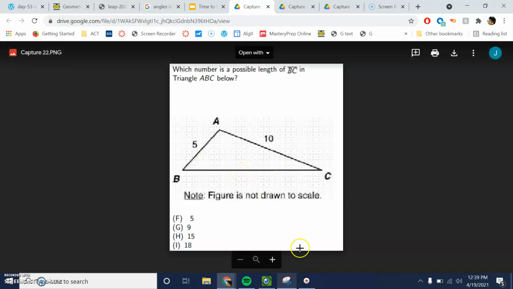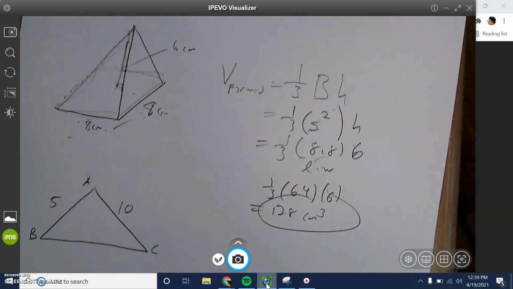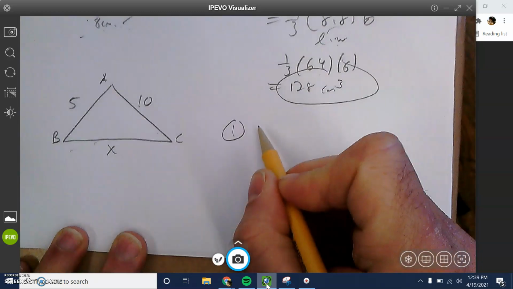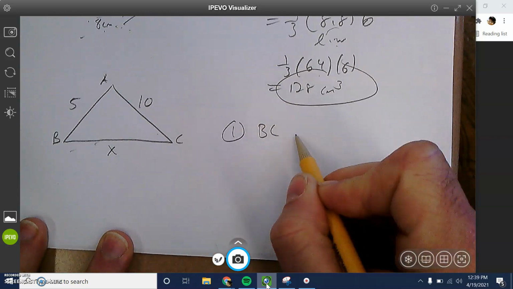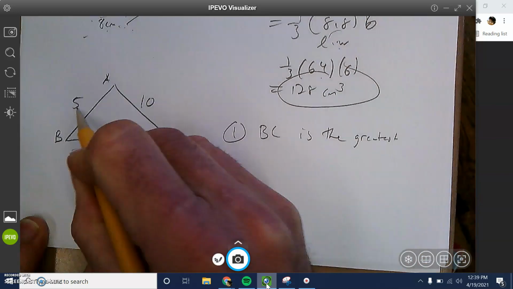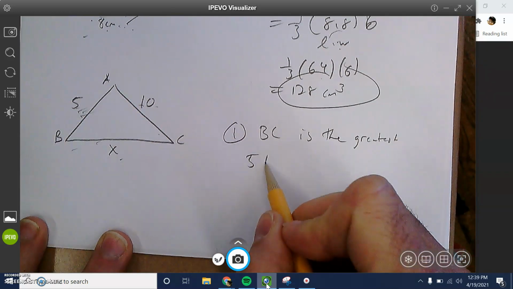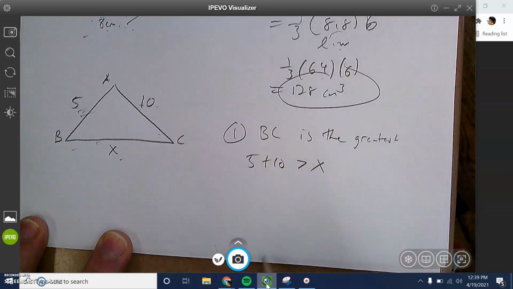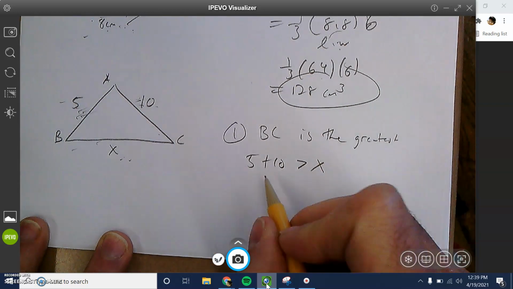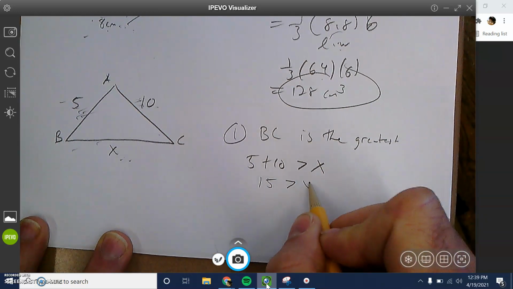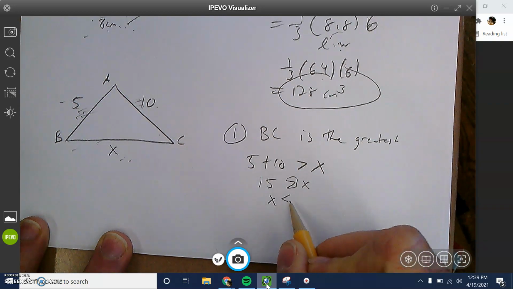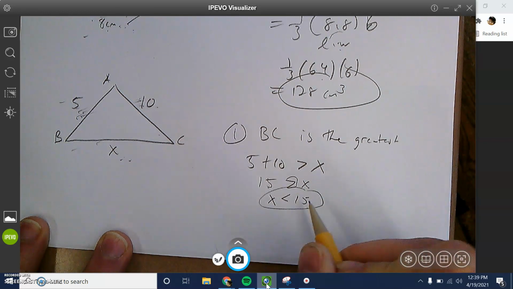Could be a possible length. Ooh, let's see. Okay. So, stipulation 1, let's call this X. This is BC, right? So, stipulation 1, BC is the greatest side. So, that would mean that you add up the two smaller sides, and it must be bigger than the larger side. So if BC is the greatest, I add up these two, it has to be bigger than this, right? So 15 is greater than X. Remember, we flip it. Pac-Man's eating the 15. So X has to be less than 15.